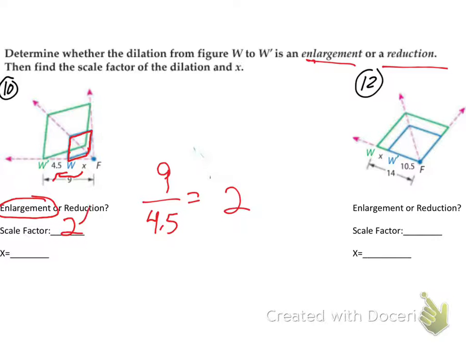So then if I take 2 times my x, it will give me, and I'm sorry, not 2 times my x, but if I take 9 minus my 4.5, I get 4.5. And that's my final answer there. Let's try number 12.